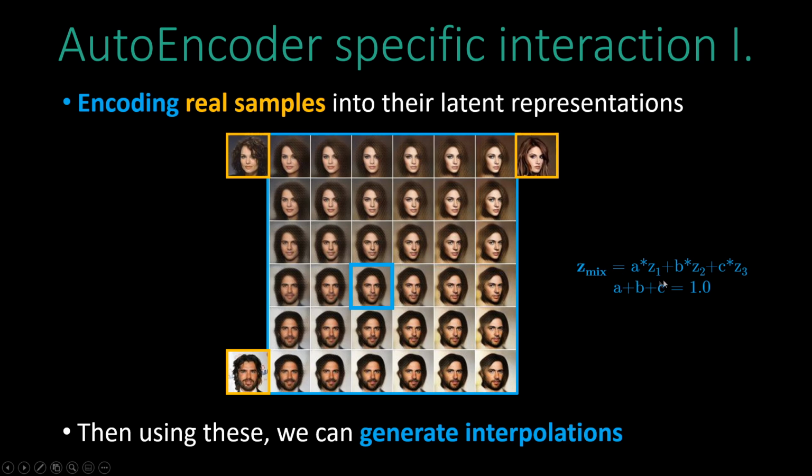The important thing to note here is that we are combining three vectors, Z1, Z2, Z3, which are these three faces, and that the combination is linear. So we are adding these up so that these coefficients A, B, C add up to 1.